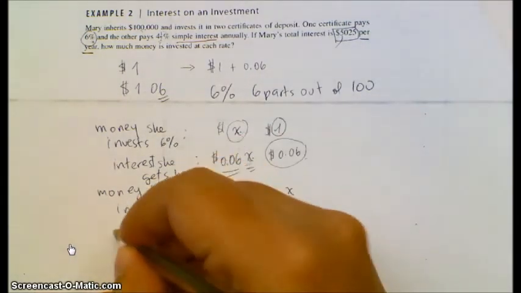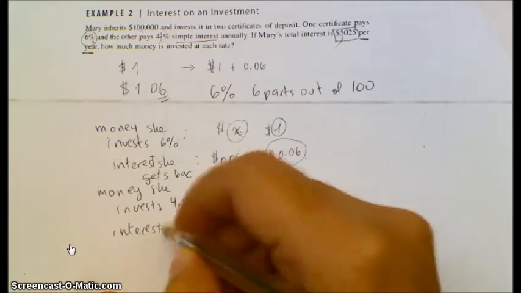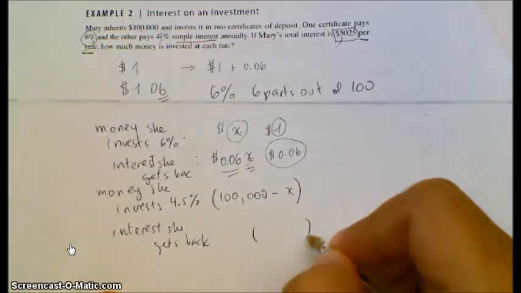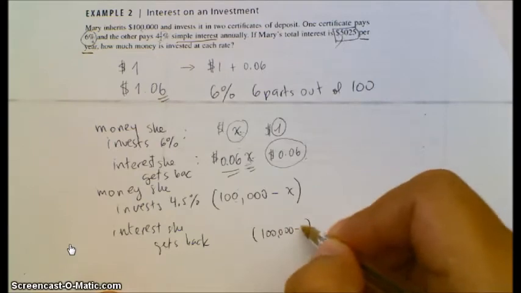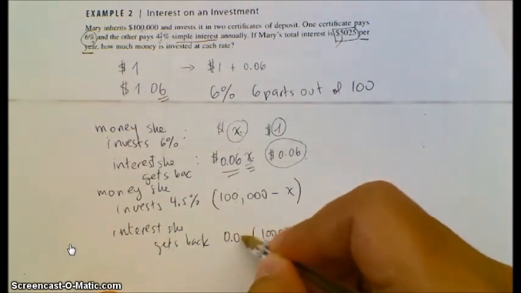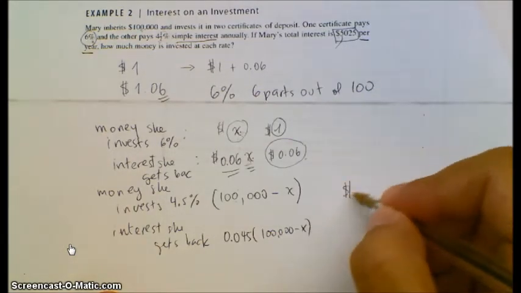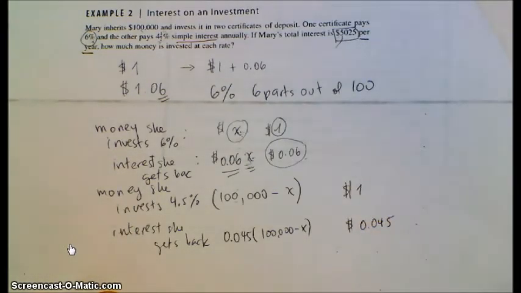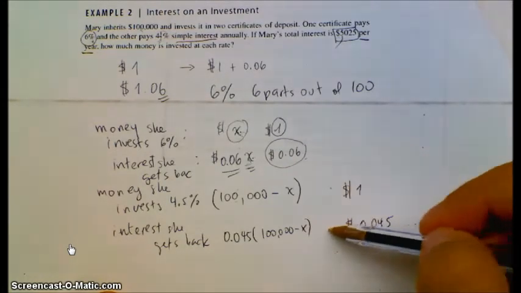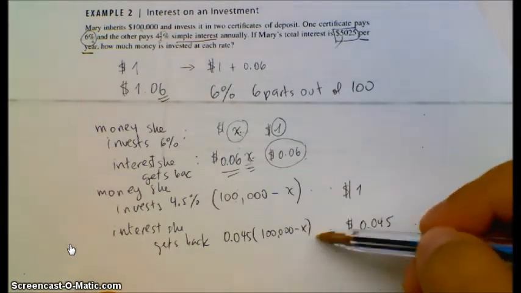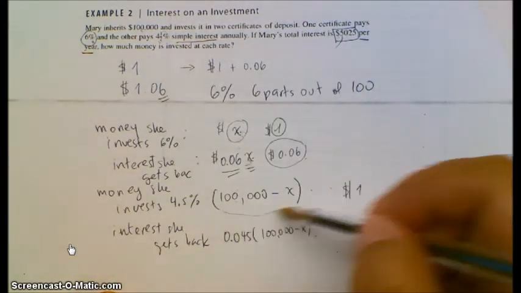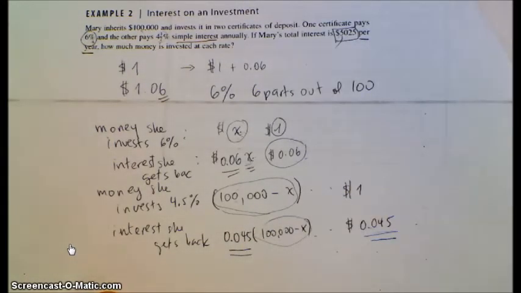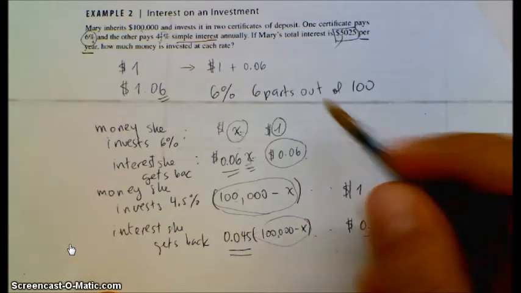So the same idea here, the interest that she gets back at 4.5%. If she's investing this amount, then I'm going to have to multiply by 0.045. Because if she invests under this certificate $1, she's getting 4.5 cents. So if she's investing $2, then it's 2 times 4.5 cents. If she invests $3, then it's 3 times this amount of cents. So if she invests this quantity, then the interest she gets back is that quantity multiplied by 4.5 cents. Okay, and then that's it.